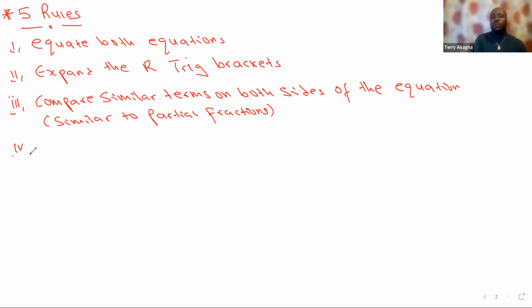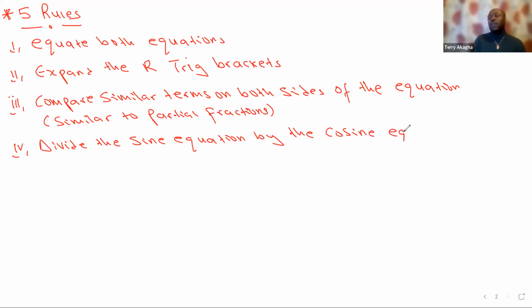Then number 4, when you're done with that, you have to divide the sine equation by the cosine equation. Usually, the essence of doing this step is that we want to produce a tan equation, to have the tangent. Because we know sine theta over cos theta is equal to tan theta. So to have tangent, to find alpha.